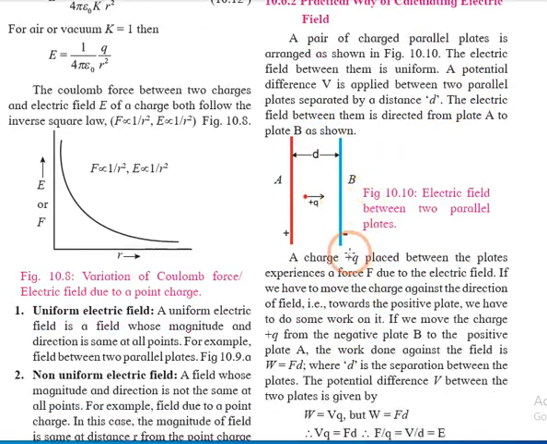Now charge plus Q placed between the plates experiences force F, and that force is because of electric field as we know. If we have to move the charge against the direction of field, what do we have to do? We have to move it towards the positive plate. For that, what will be required? If we require to move the charge, there is a requirement of work done.